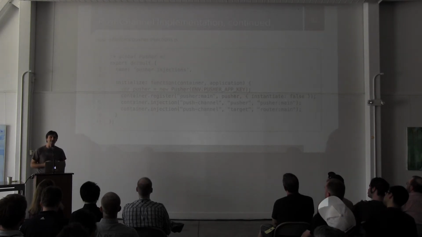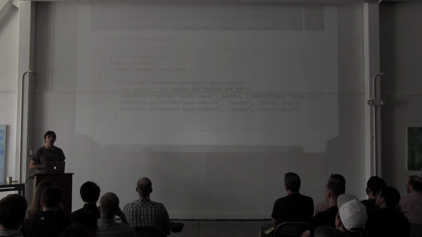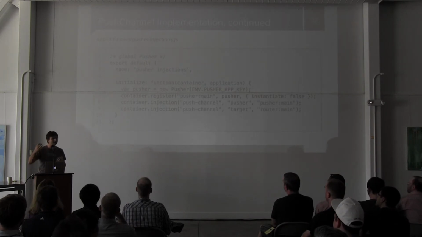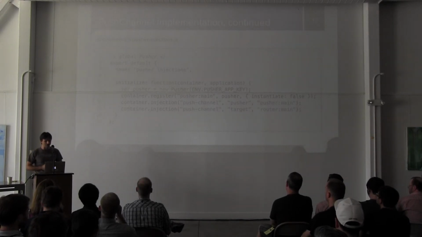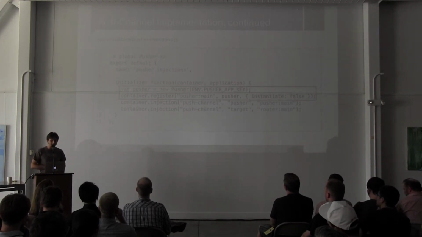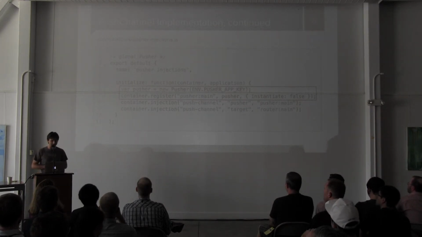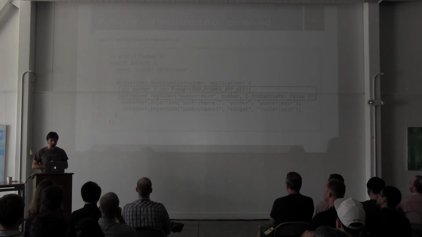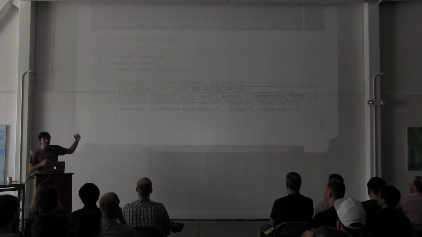And the way that we're going to do that is by registering our own injections. And this is exactly the way that controllers are connected to the router behind the scenes. And we're going to do that ourselves. And so the first thing that we're going to do is create a new instance of our JavaScript client for Pusher. As a vendored library, we have this Pusher client. We're going to instantiate a new instance, and we're going to register it with the container under the key pusher main. And we're going to pass this option at the end, instantiate false.